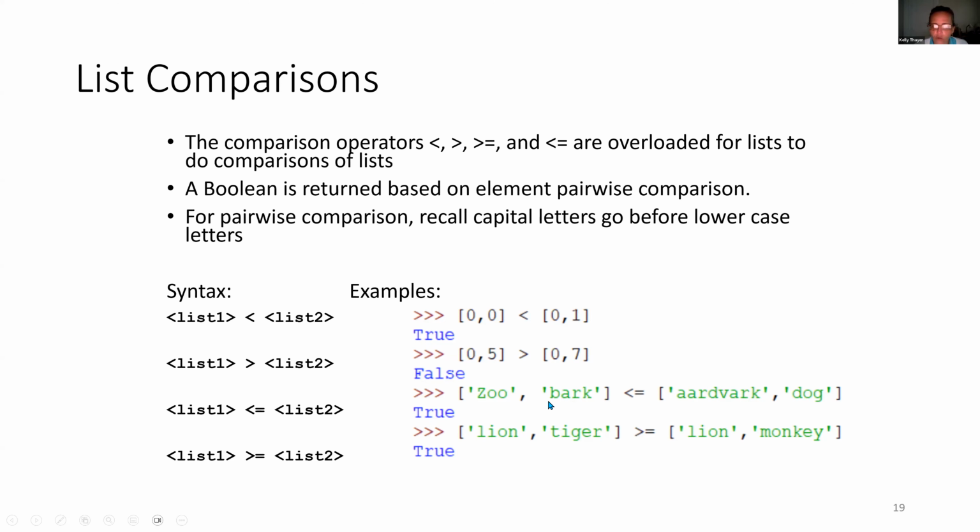Now we're going to do zoo, bark. It comes before aardvark and dog. So we do zoo comes before aardvark. So they're not the same. So now we need to resort to doing the single character comparison. So we do a Z, capital Z comes before lowercase a, and that is a true statement. So we can already make a determination here, and so we get true. Now we're going to do lion and tiger comes after lion monkey, so we cannot make a determination on the lion comparison, so we go for tiger to monkey, so they're different. So now we're going to do the individual character comparison. T comes after M, which is true, and so we get a true designation here.